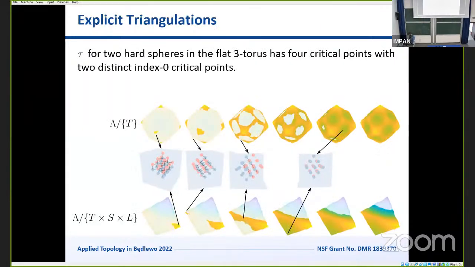Now I can do the same thing. I can take the configuration space of points in R3, and we can restrict it to hard spheres. I'm going to put 2 hard spheres in, and then we're going to look at what the spaces look like as a function of this filtration value. There are 4 critical points, incidentally.